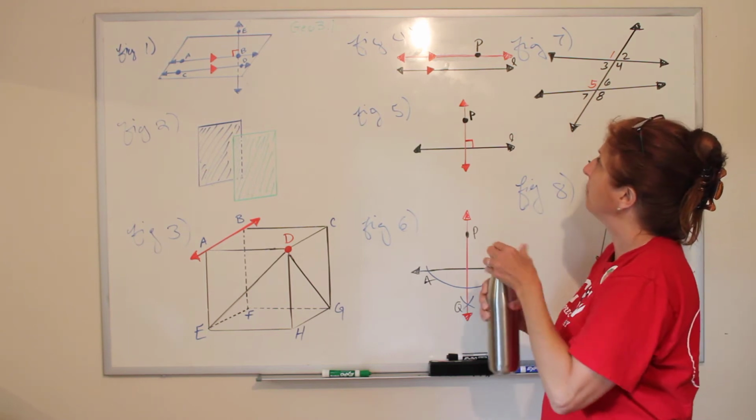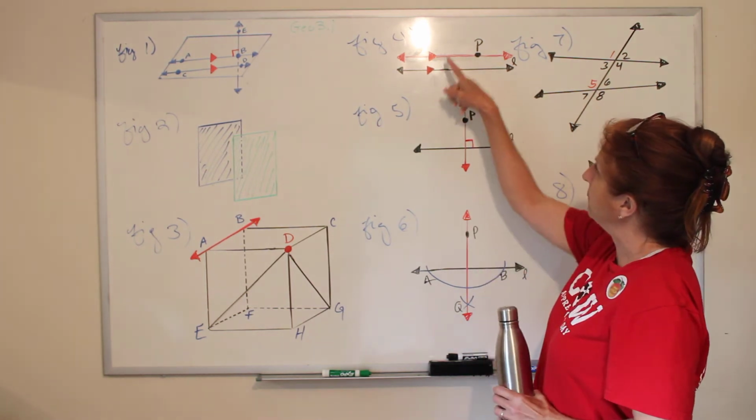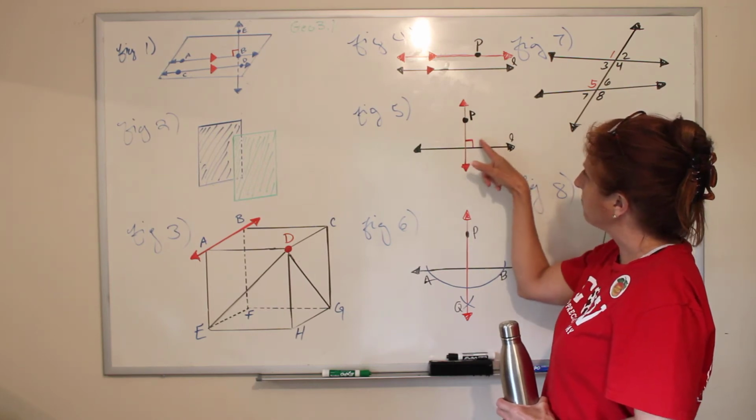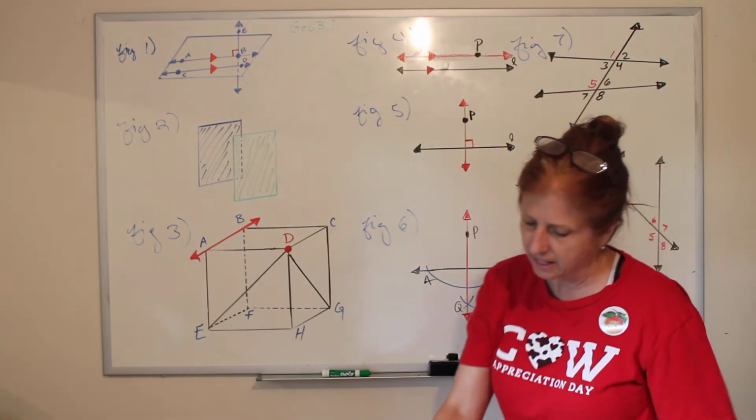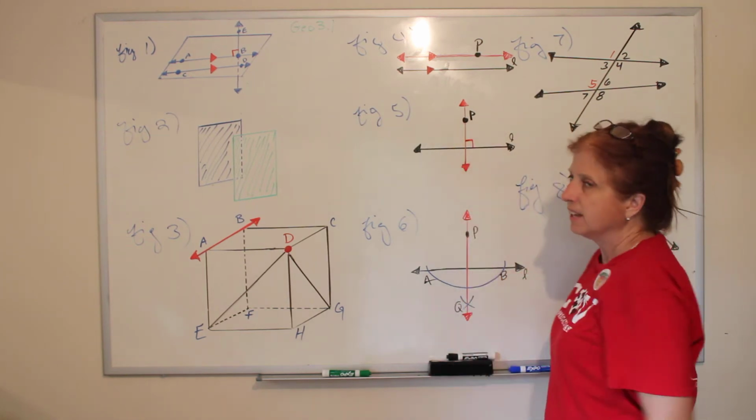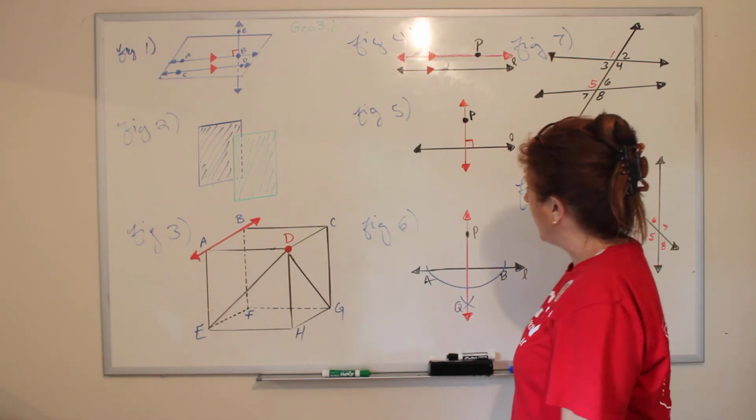is a picture of two parallel lines. Those red arrows mean parallel. Here's perpendicular lines. That little upside down red L means it's perpendicular. Each of these angles is 90 degrees.